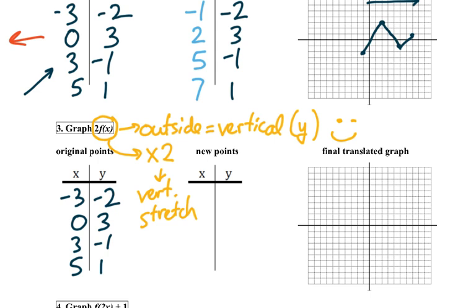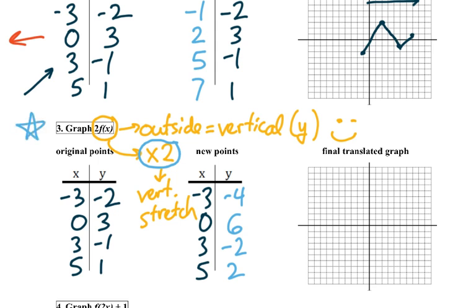Now, like we said, you're going to take all the y values and multiply by 2. So x's stay the same, but now the y values are times 2. So how about times 2, times 2, times 2, and times 2? Okay? But it really helps that you remember what these transformations are as soon as you see them. All right, I've got negative 3, negative 4. I've got 0, comma 6, 3, negative 2, and 5, comma 2.